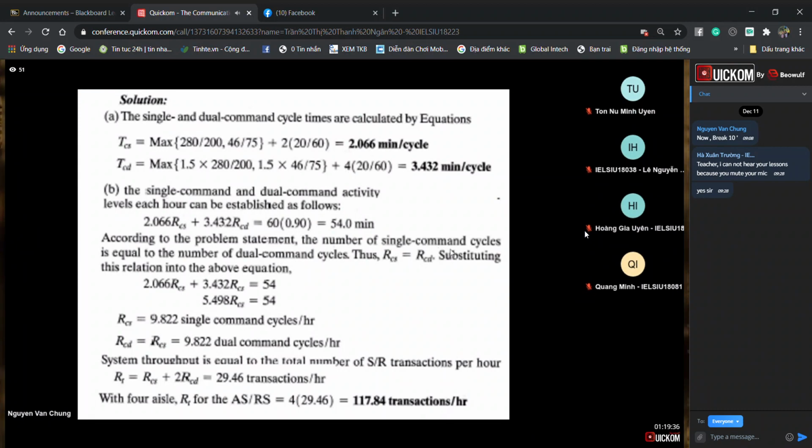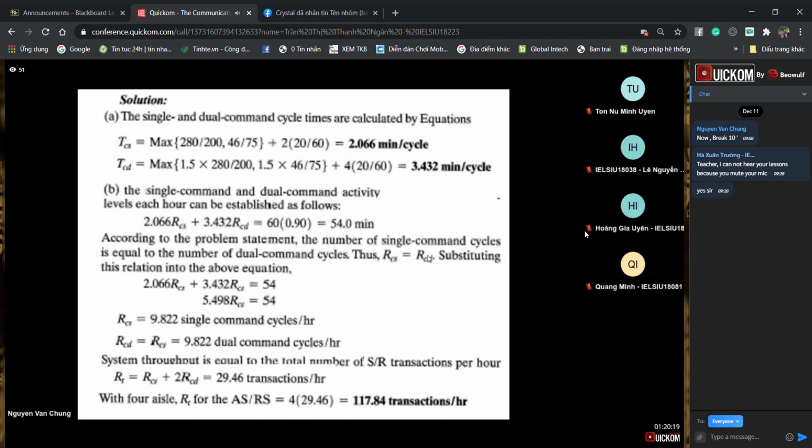Okay. Now, first you use this formula. You have DCS, DCR, and then you have the rate number. This you have according to the problem statement. So like that, in this example, the number of single command cycles equals the number of dual command cycles.